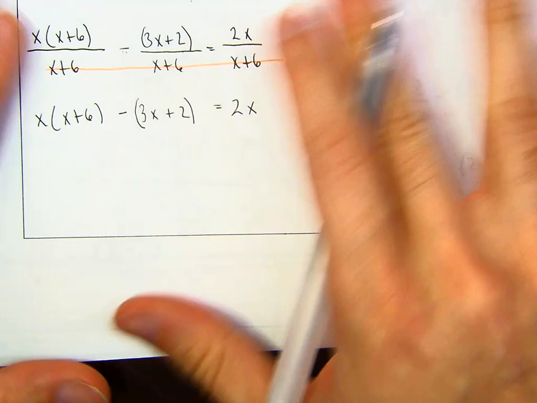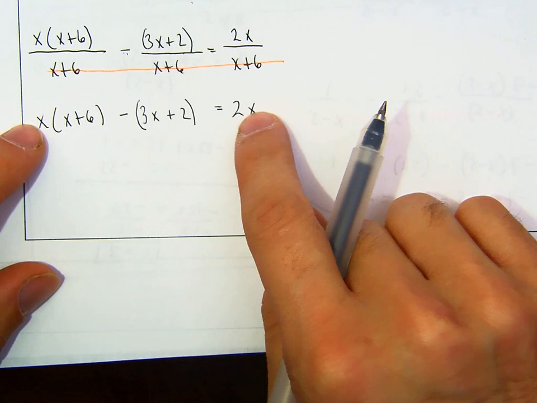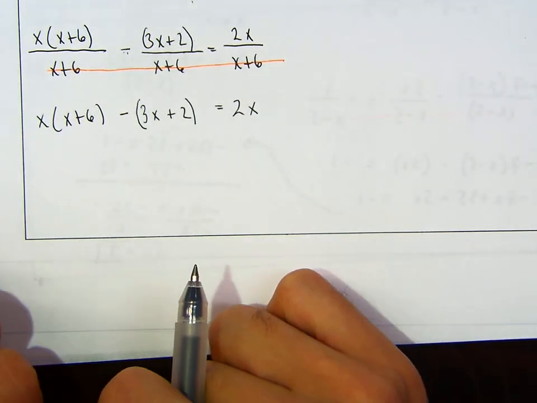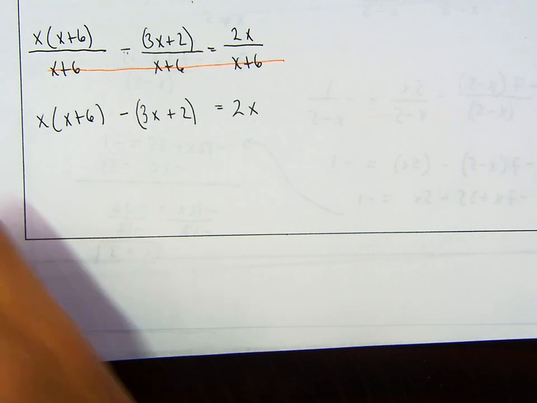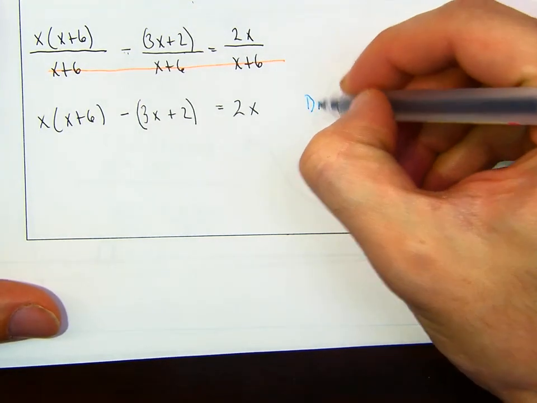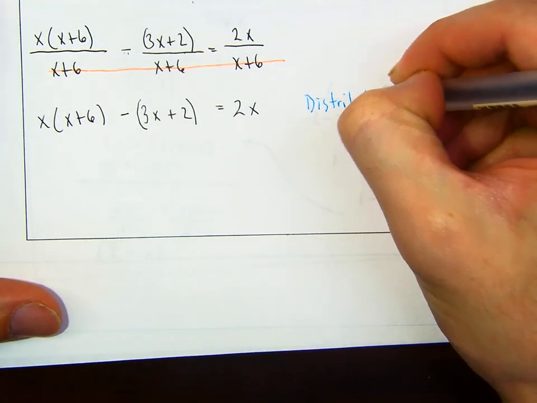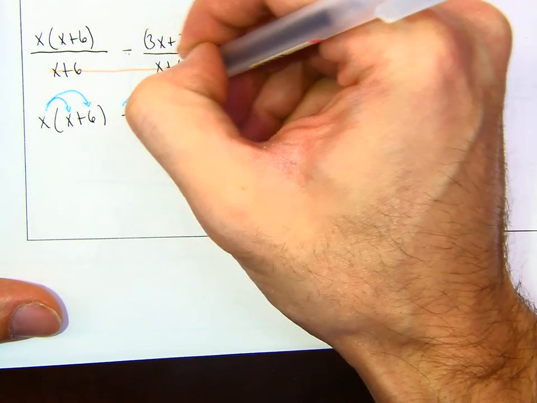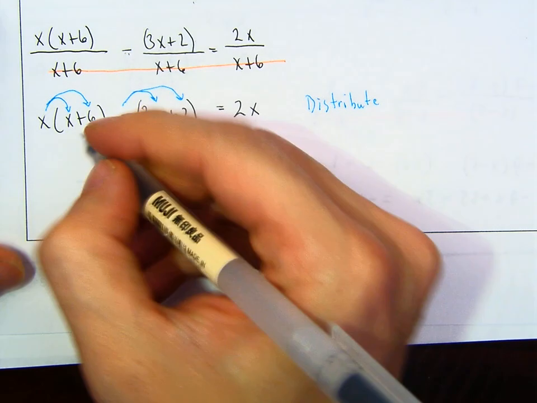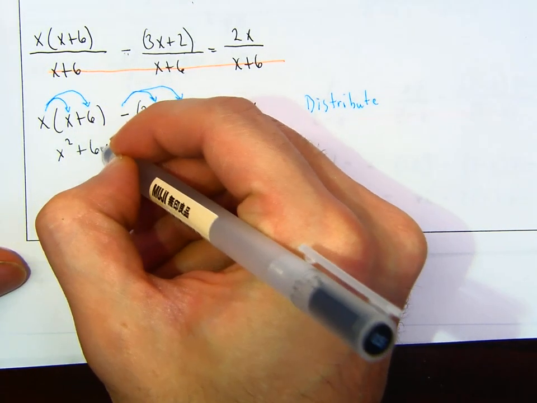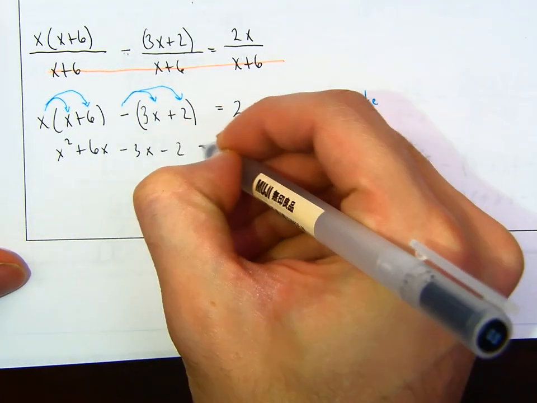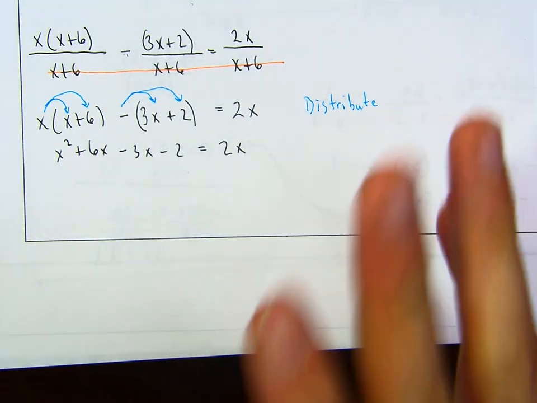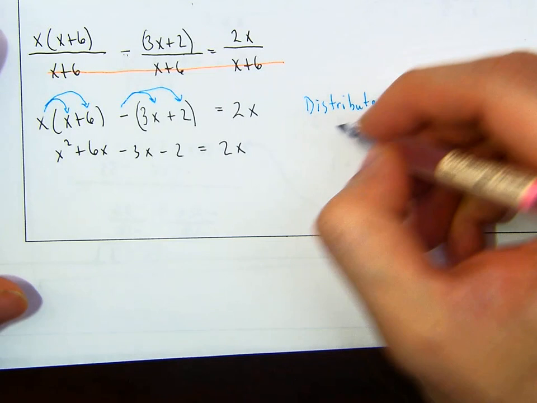Okay, now from here, I want you to pause the video, and what is the next move? What would you do, right? Okay, so for the next move, let's distribute. Okay, so if we distribute, we have x times x here, x times 6, negative times 3x, and this is over here. So now we have x squared plus 6x minus 3x minus 2 equals 2x. Okay, pause the video, think, what is the next move, right? Don't just wait for me.